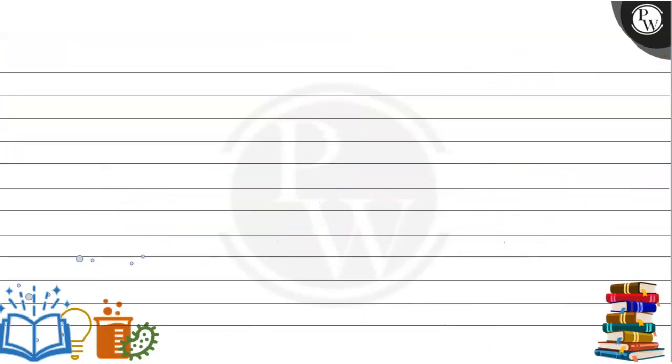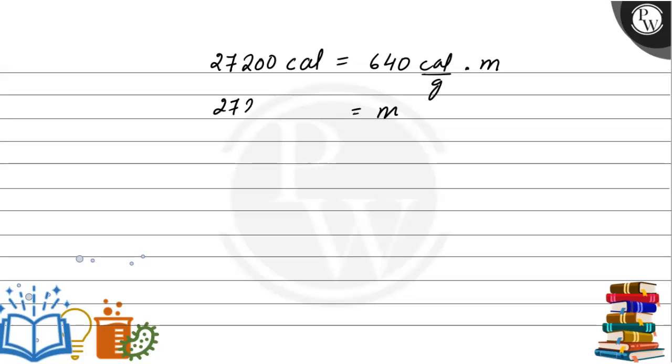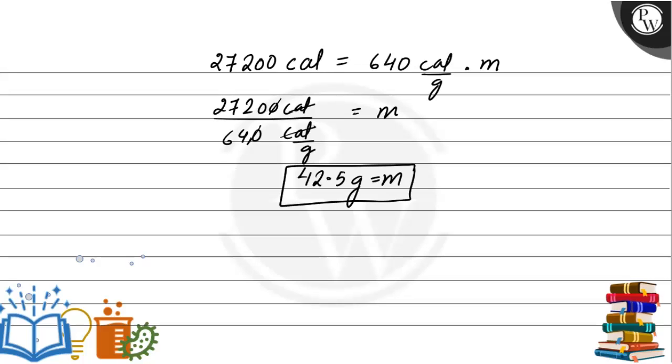On solving, 27,200 calorie is equals to 640 calorie per gram times of mass, and mass is equals to 27,200 calorie divided by 640 calorie per gram, which comes out to be 42.5 gram as the mass of the steam required to melt the ice. I hope you understand this question well. Thank you.